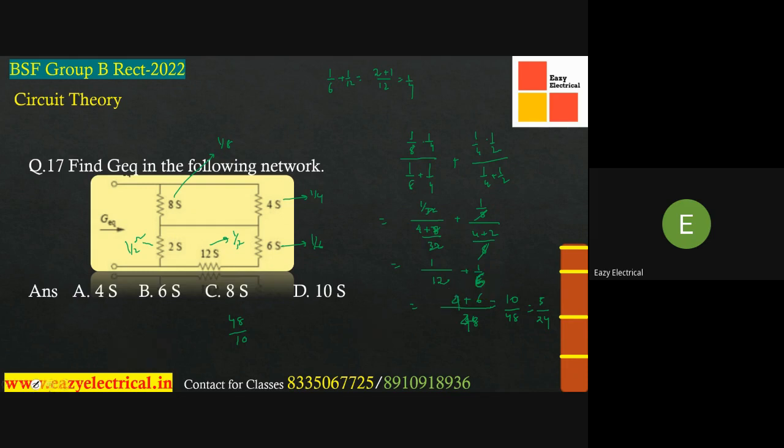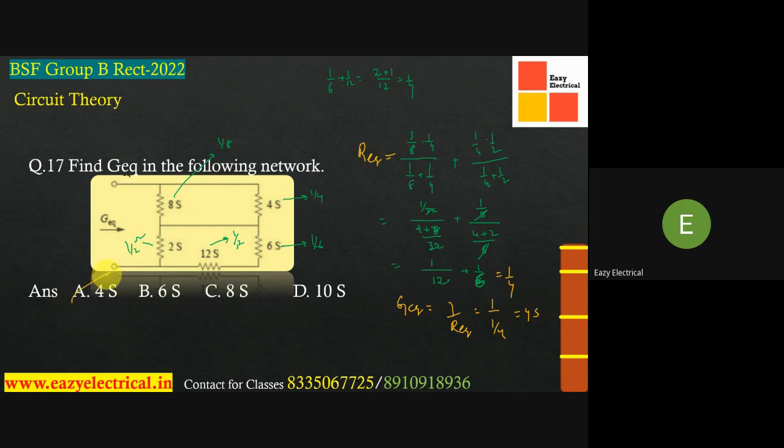So that's why we have made a mistake. So 1 by 12 plus 1 by 6 is how much? 1 by 4. So this is coming out to be 1 by 4, right? So this is R equivalent, but what do we need? We need G equivalent. So G equivalent is nothing but 1 upon R equivalent. That means 1 by 1 by 4, that means 4 Siemens. 4 Siemens is the correct option.